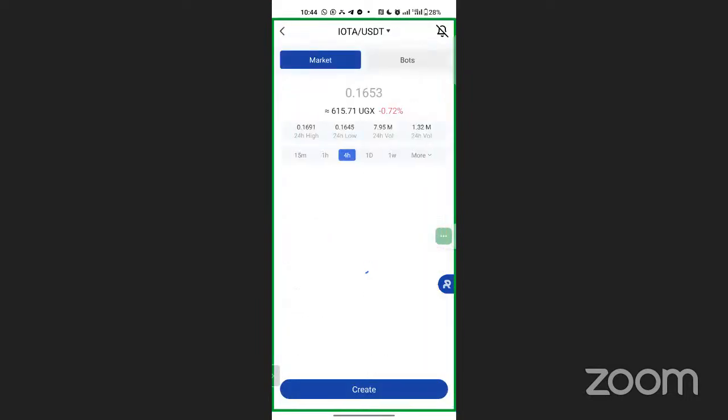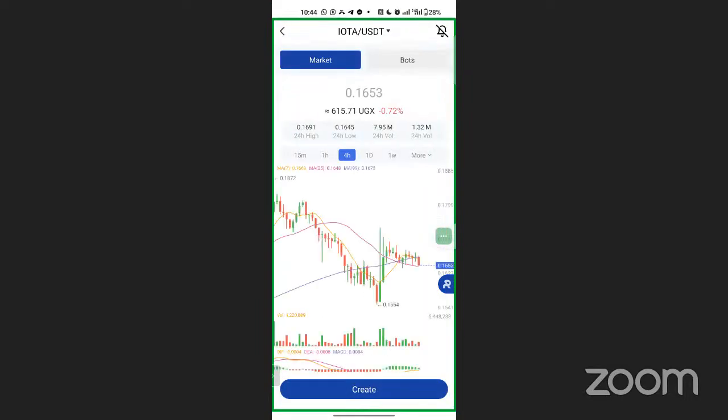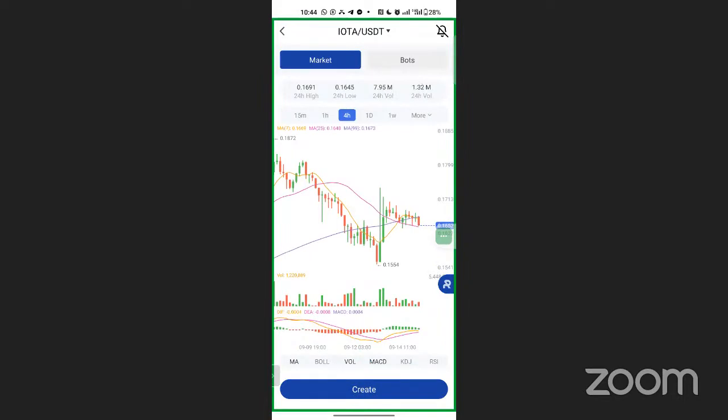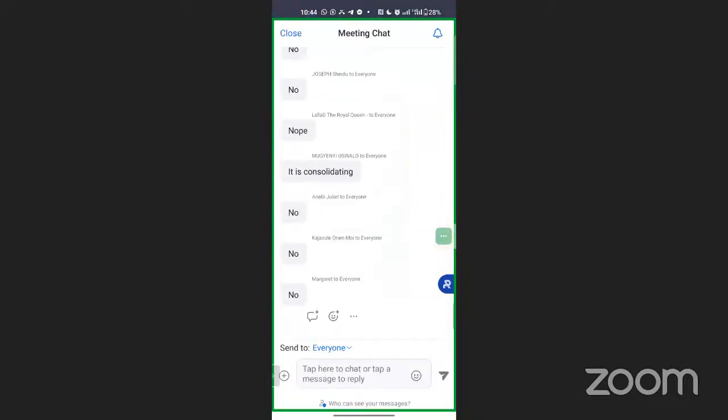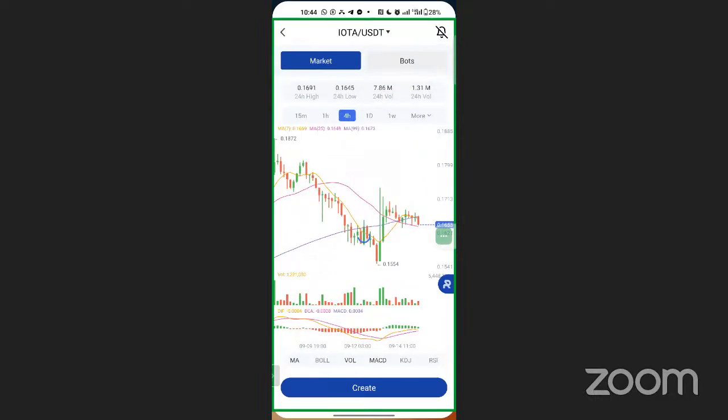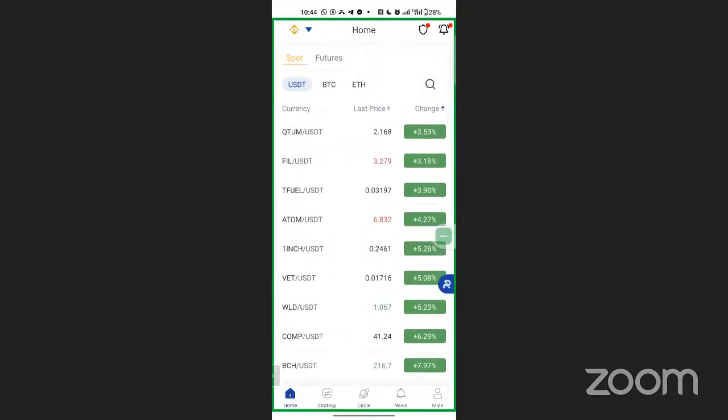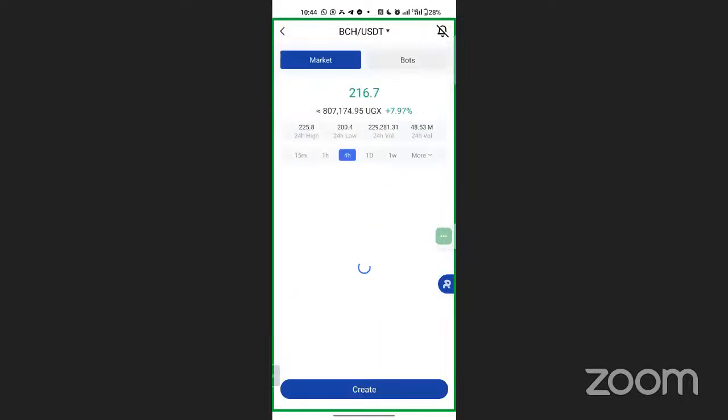I want to go to robotic settings. Does IOTA qualify to be traded now in the 4-hour time frame? Give me an answer in the chat. It's just consolidating. Thank you so much. Now let's go to BCH.